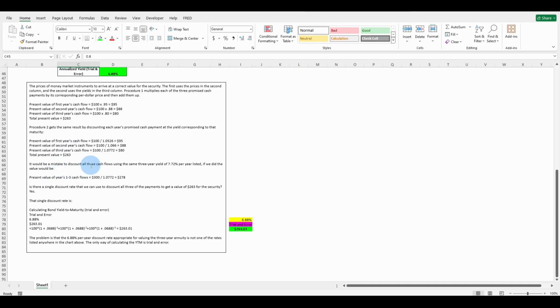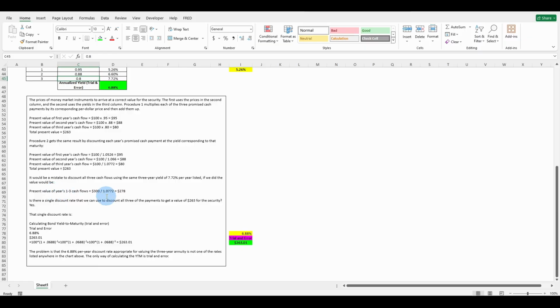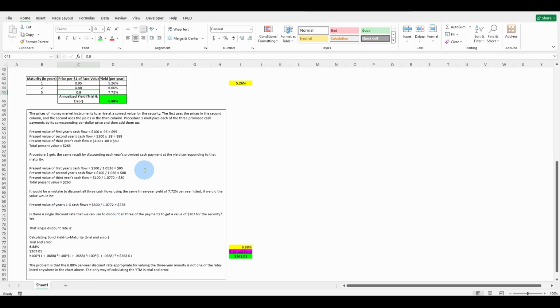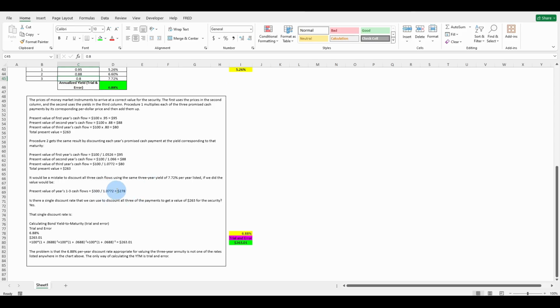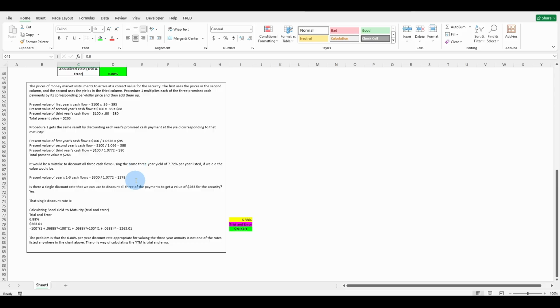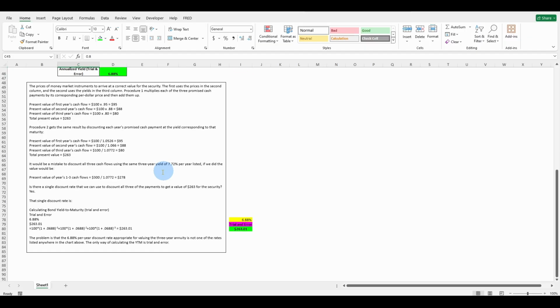It'd be a mistake to discount all three cash flows using the same 3-year yield of 772 right here. Why? Well, we would get a present value of 278, which is approximately, what is that, $16 difference? 8 and 8, $16 difference? That's big. So we'd have a huge discrepancy there. There'd be an arbitrage opportunity there because your mistake would be the market's reward.